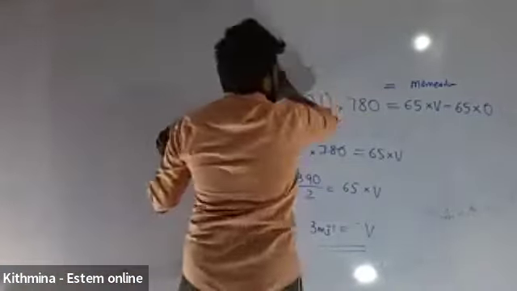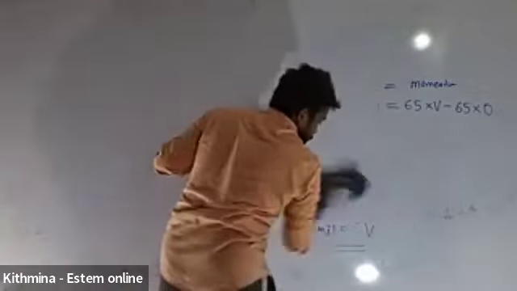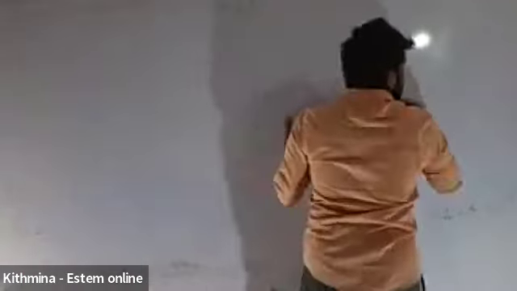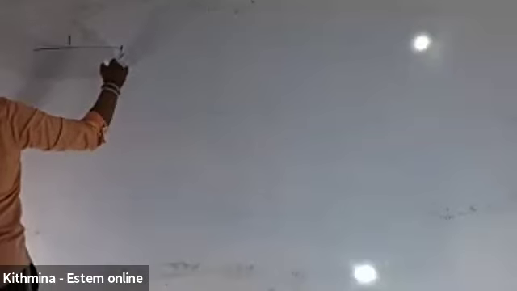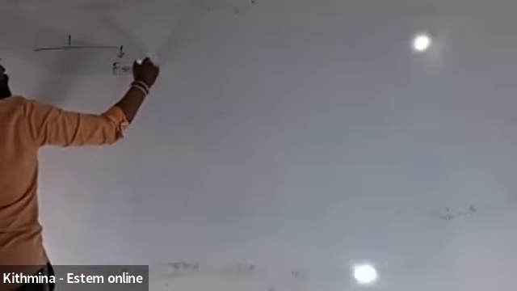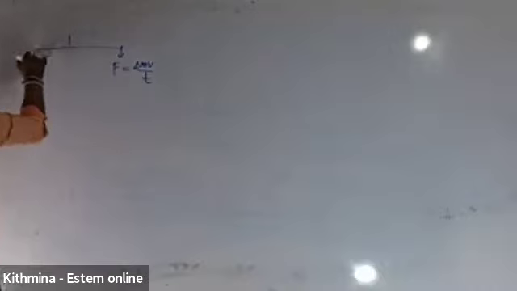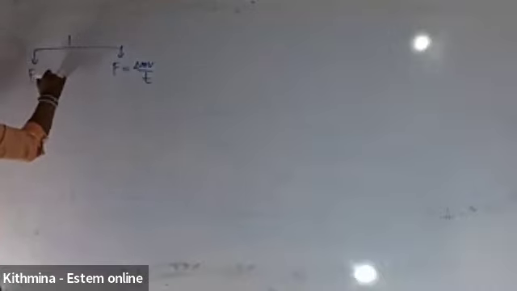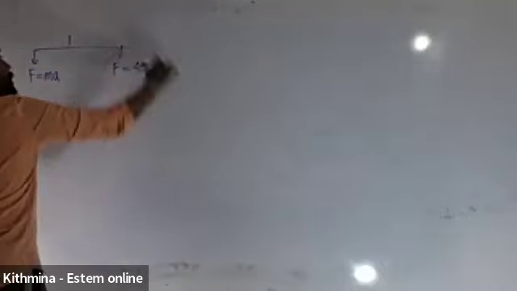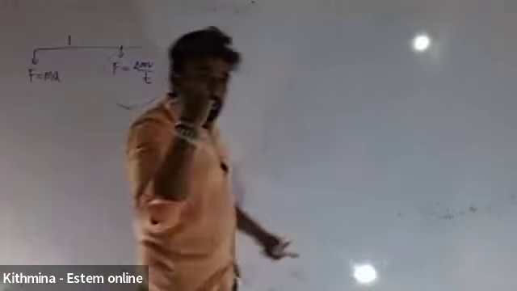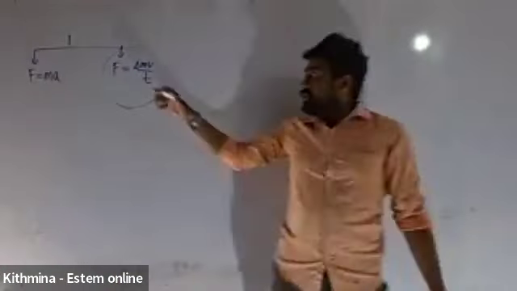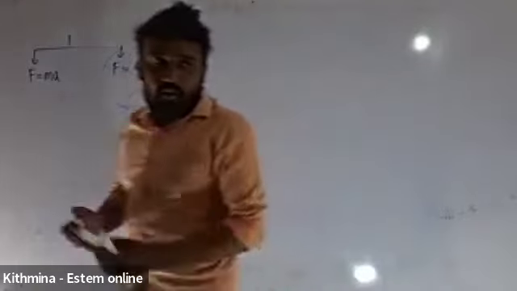Then that is the impulse, Ft equals mv minus mu. And this question is related to the second part. The second part means, as I told you, one thing is F equals delta mv over t, the other is F equals mv. That problem is related to F equals delta mv over t.